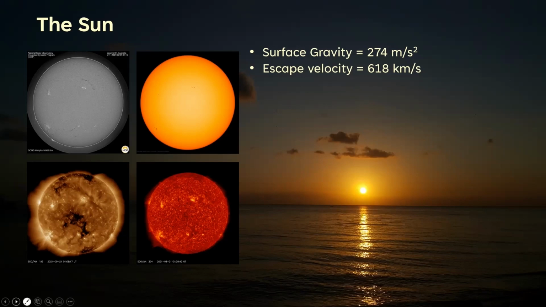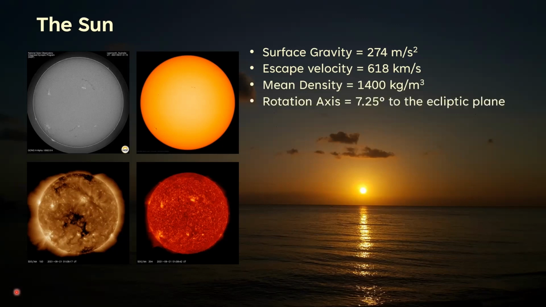The mean density is 1,400 kilograms per cubic meter. The rotational axis relative to the ecliptic plane, the plane that passes through the equator of the Earth, is about 7.25 degrees. And the sun rotates about its axis in about 25 days.